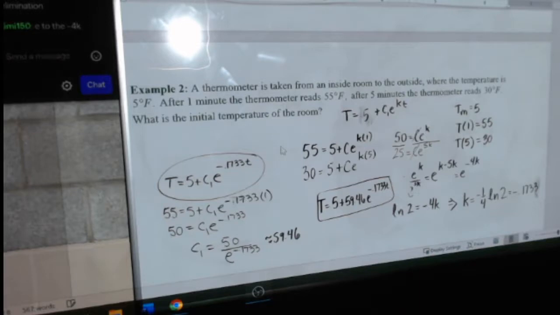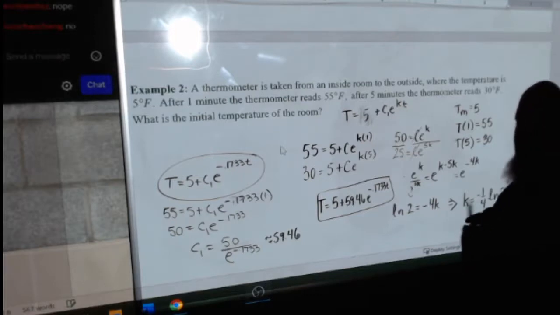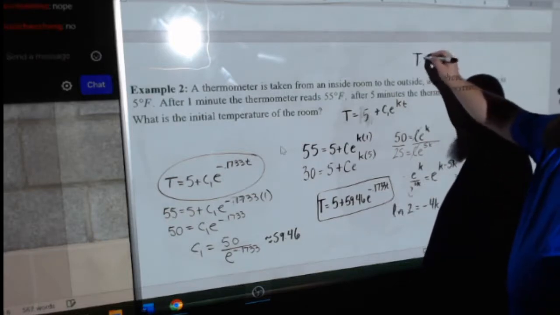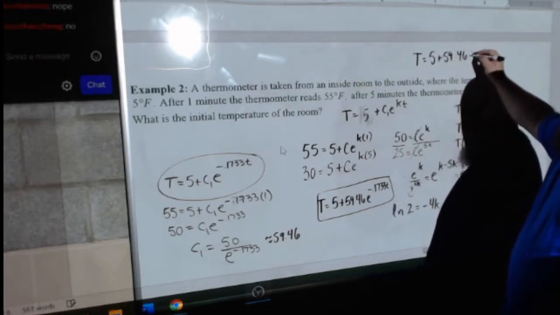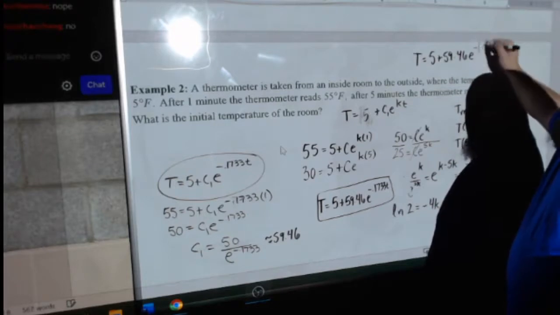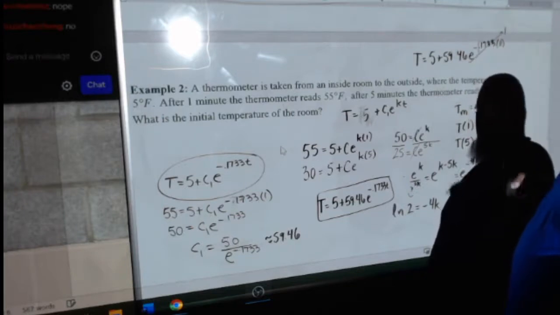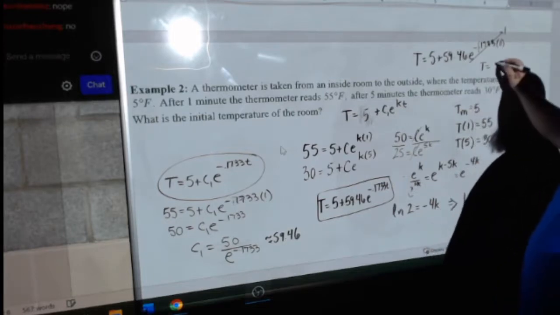Now it does ask us one more part. It says, what is the initial temperature of the room? So to solve that, I would just need to let little t equal 0. So big T would equal 5 plus 59.46 e^(-0.1733 times 0). That's going to go to 1. And so my temperature turns out to be 64.46 approximately.